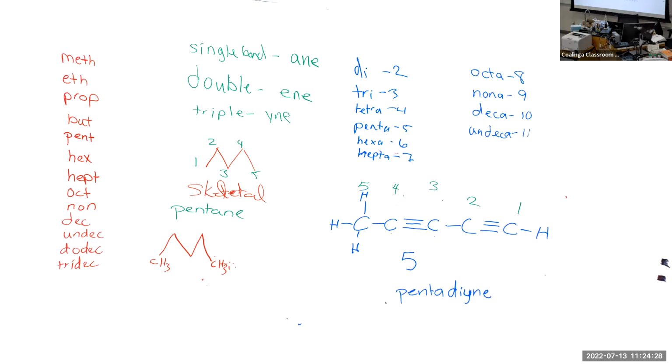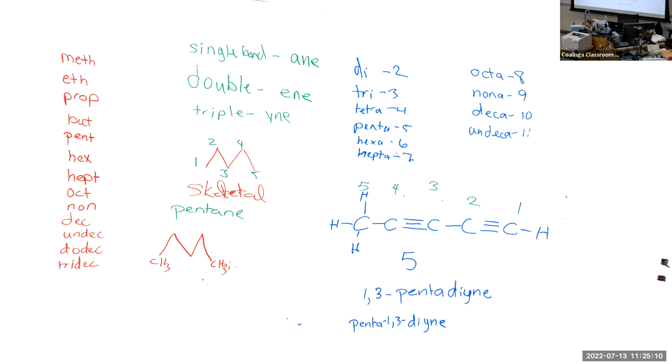Okay, so we have to say where they're located. So we put that in front. It's at carbon 1, and it's also at carbon 3. So we call it 1,3-pentadiyne. So this is one way of writing it. There's another way of writing it, and this one is kind of better in a way because you put it right where it belongs: penta-1,3-diyne. Okay, so those are your two ways of writing.